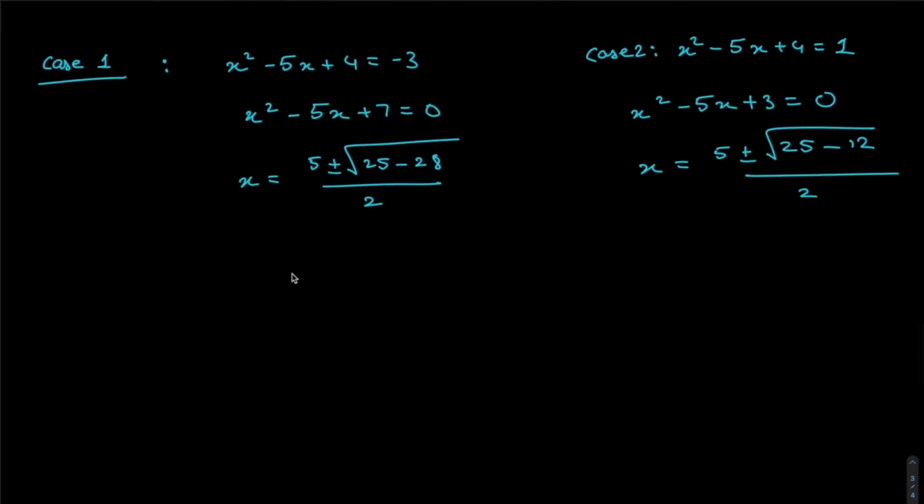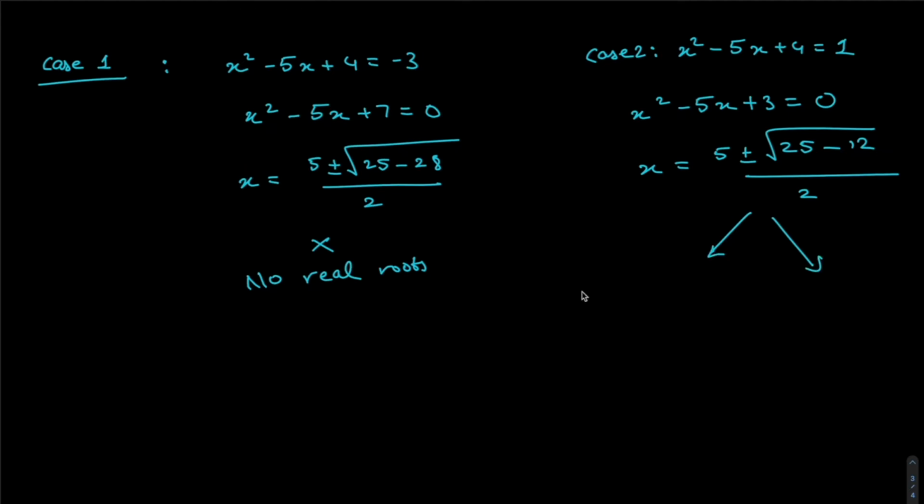Okay, so now this, no real roots are here, so I'm going to ignore it. No real roots. Right now, when I break this up, I'm going to have x equal to (5 plus square root of 13) by 2, and x equal to (5 minus square root of 13) by 2. Whether it's a positive root or a negative doesn't matter. But I can stop right here, right? I've got 2 roots.